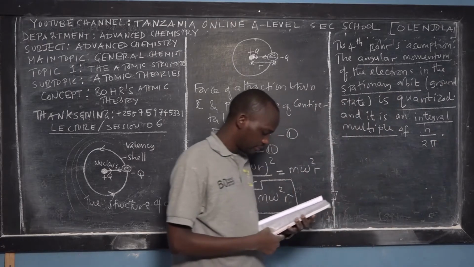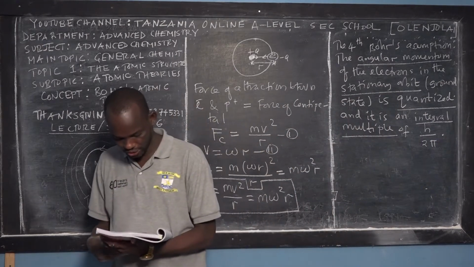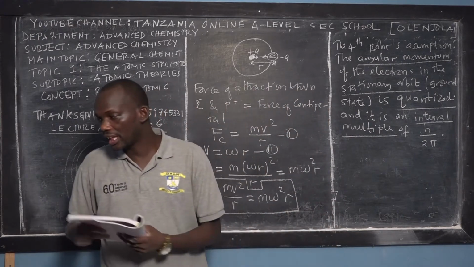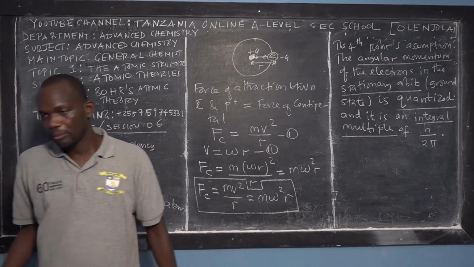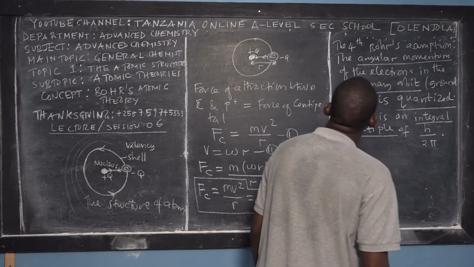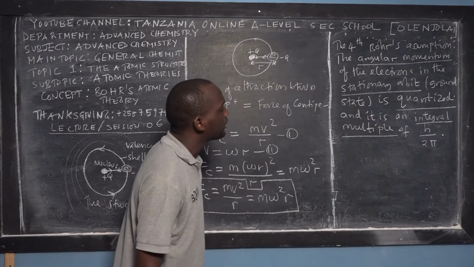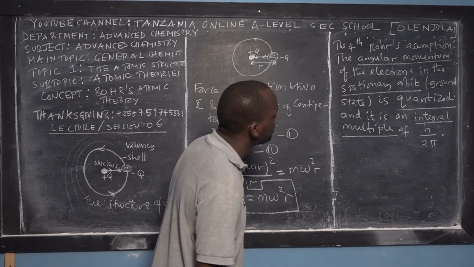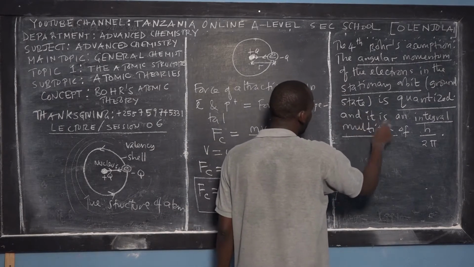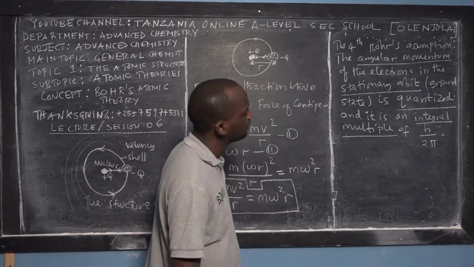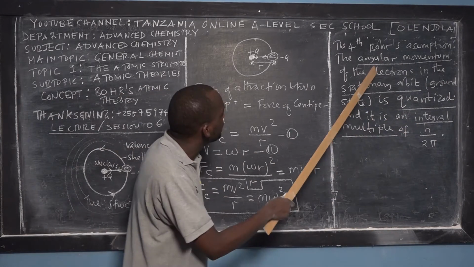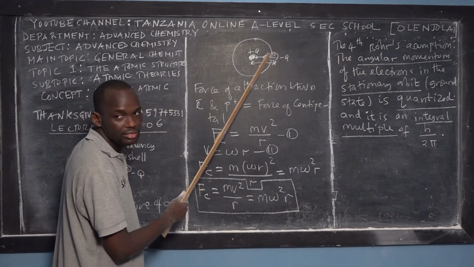I will explain in very simple language. At the first Bohr's assumption, remember I told you that I will teach you 5. So the angular momentum of electrons in the stationary orbit or ground state is quantized, and it is an integral multiple of Planck's constant over 2 pi. The angular momentum of electrons here, right?